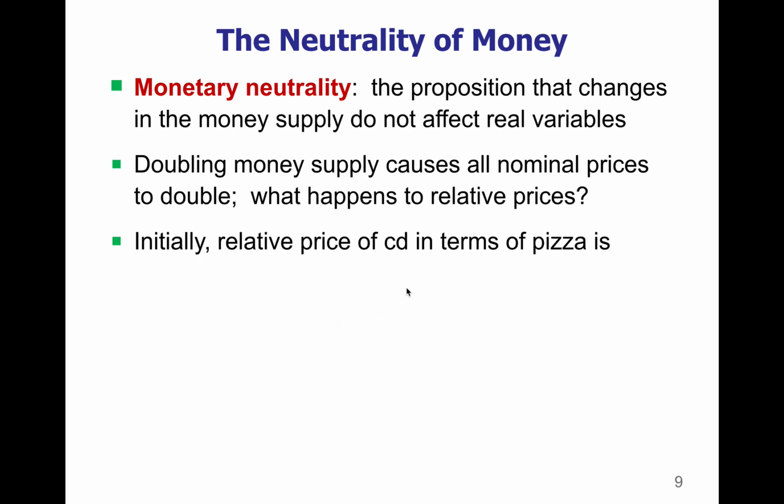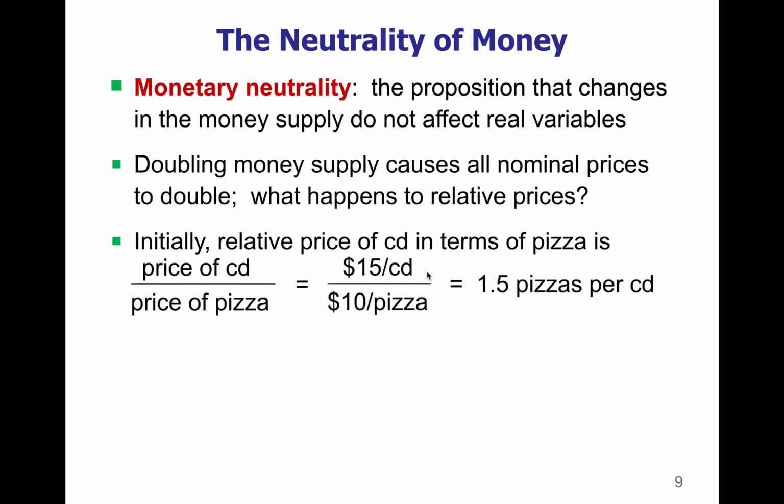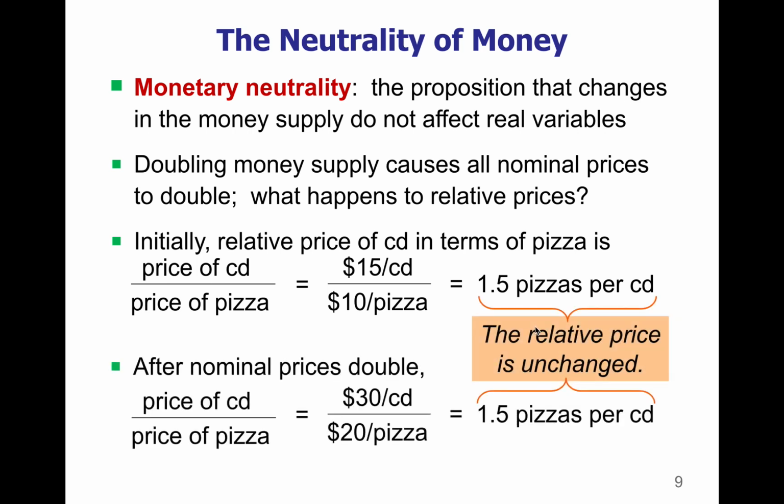Let's take a look at this relative price. Let's say the relative price of a CD in terms of pizzas is $15 per CD to $10 a pizza. That gives you about 1.5 pizzas per CD. Well, if we double all prices to $30 a CD and $20 a pizza, we're still at the same relative price, 1.5 pizzas per CD. This is true if you think about the price of your average groceries per month and the price that you're getting paid, or your wage to work a job per month.